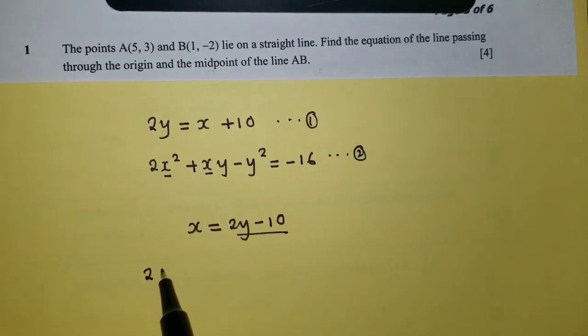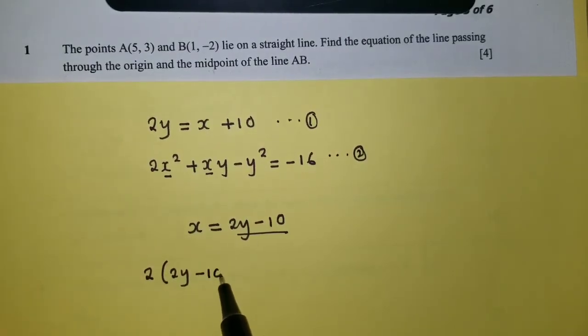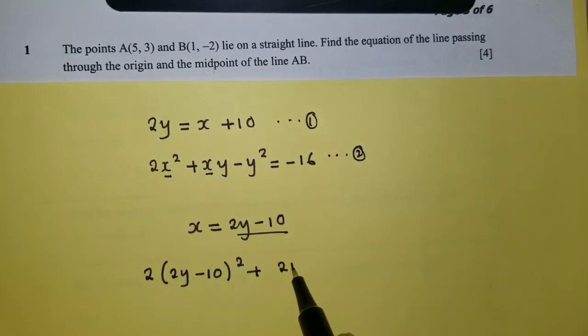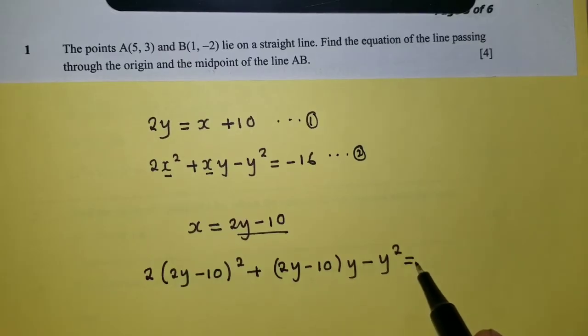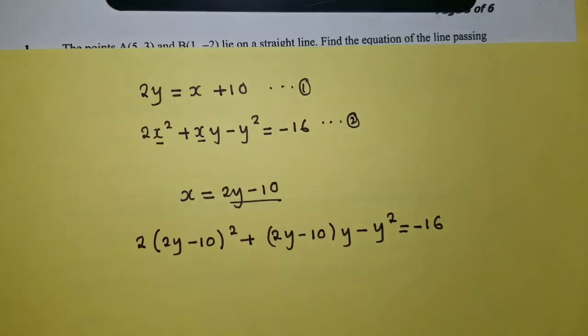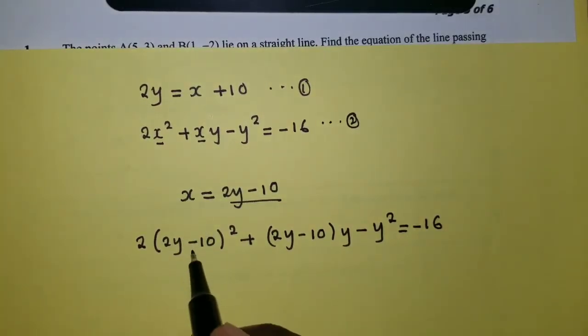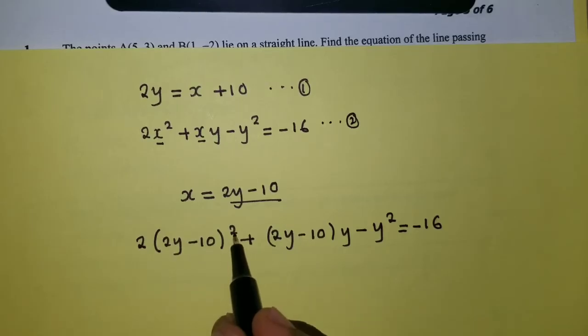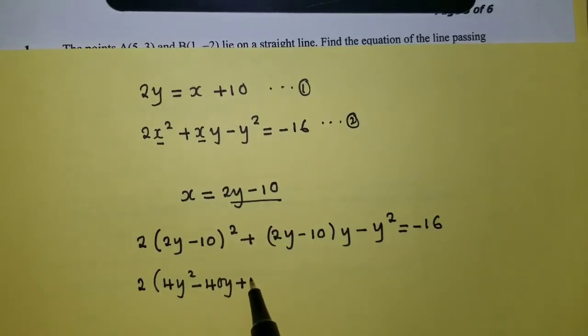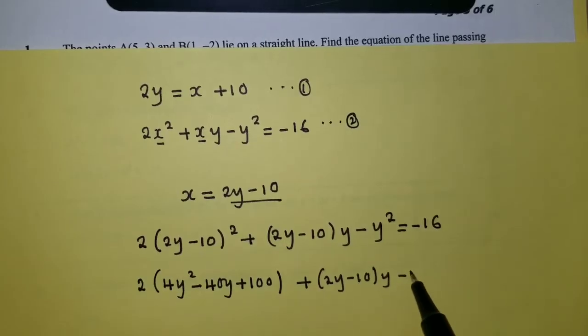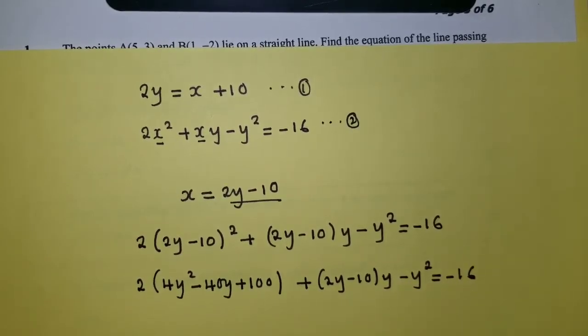So we shall have (2y minus 10) power 2 plus (2y minus 10) times y, this y, minus y power 2 is equal to negative 16. So now from here, we first sort out this one. This is the same as (2y minus 10) times itself because of the power 2, meaning we multiply this by itself. So we shall have 4y power 2 minus 40y plus 100, okay, plus 2y power 2 minus 10y minus y power 2 is equal to negative 16.